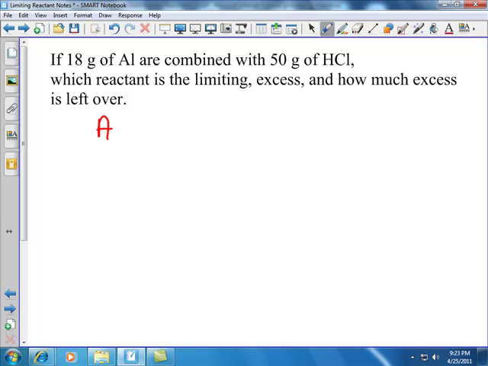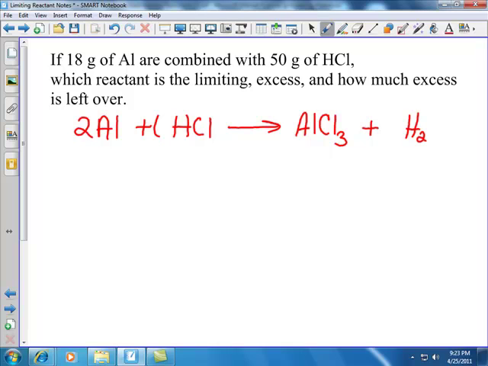So I'm taking aluminum plus HCl, and that looks like a single replacement reaction with an acid. So that's going to give me aluminum chloride plus hydrogen gas. And of course, we do need to balance. So 2, 6, 2, 3.